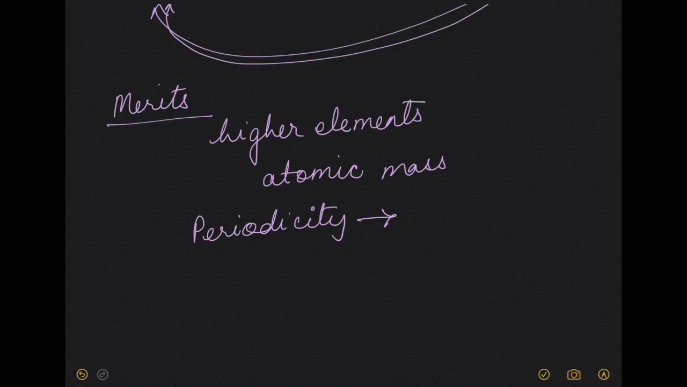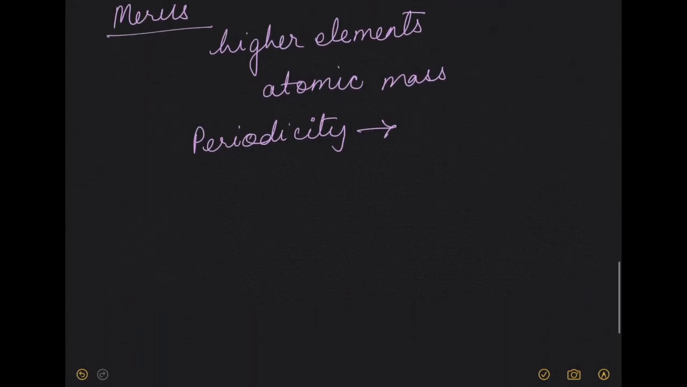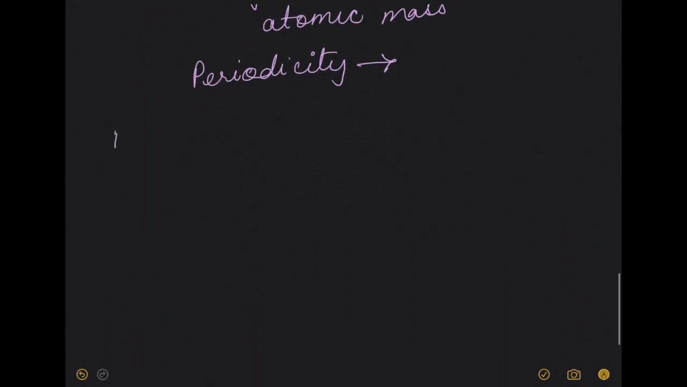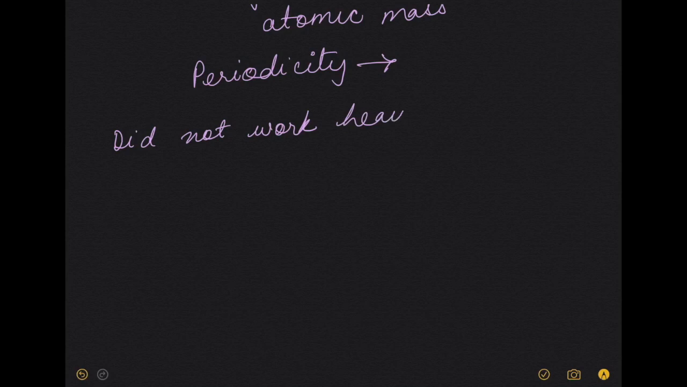So Newlands was honored in 1887 by the Royal Society. He was given the Davy Medal for his work on classification of elements. But of course, very soon, Newlands' law of octaves was also discarded. Why? Because it did not work with heavier elements, that is the elements lying beyond calcium.